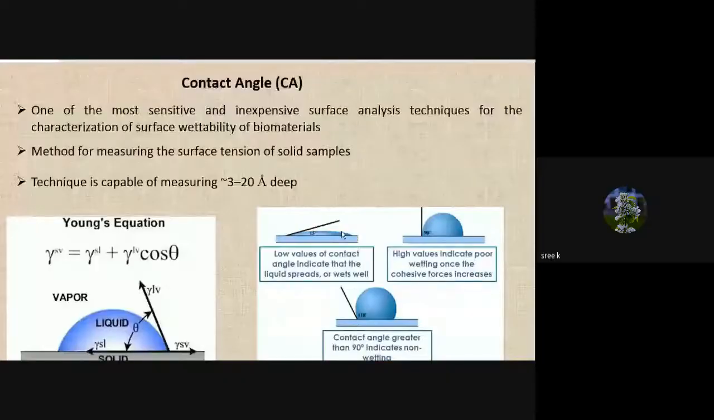And at a higher angle, the sphericity is increased, and finally in non-wetting conditions you have more than 90°.